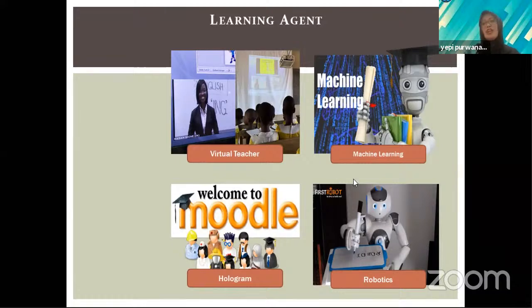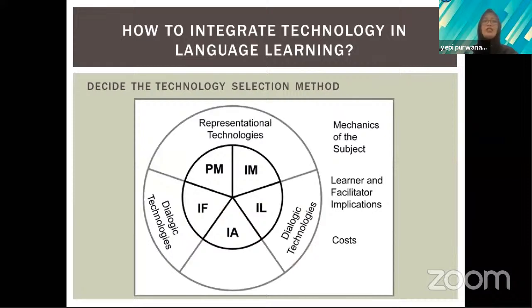Let's say Japan, they have already developed robotics and machine learning in education. So they have robots to help the students in studying. For us, maybe we still need more time to have what we call robotics as the agent of learning. And after knowing that, we need to know how to integrate the technology in language learning.